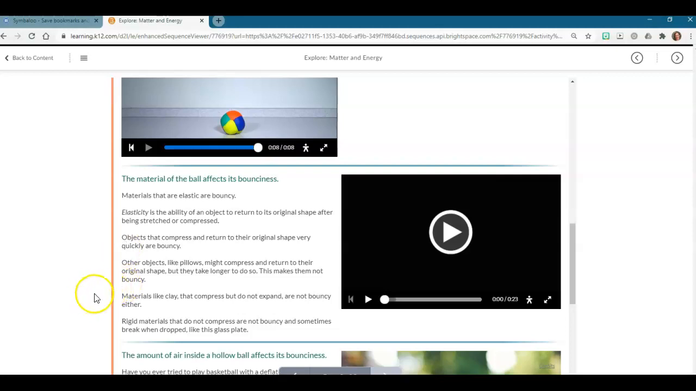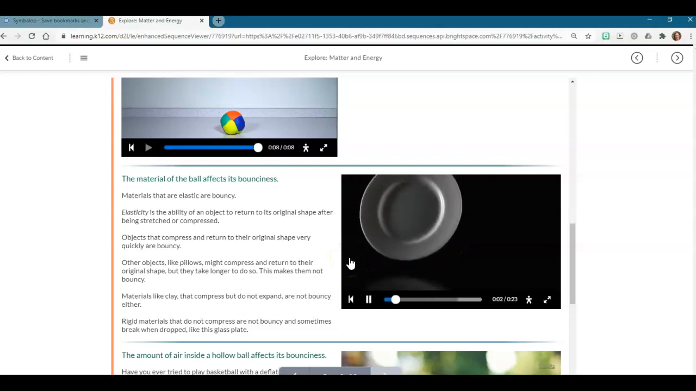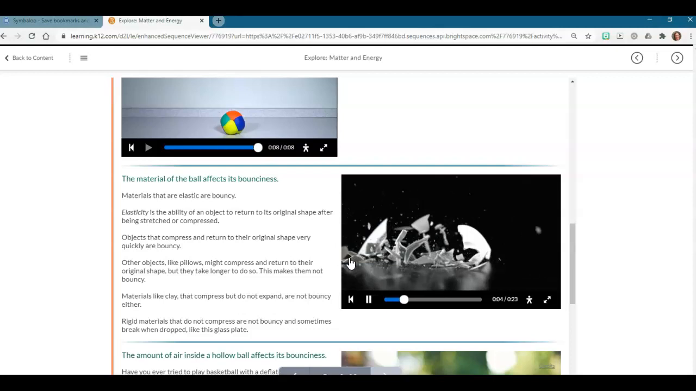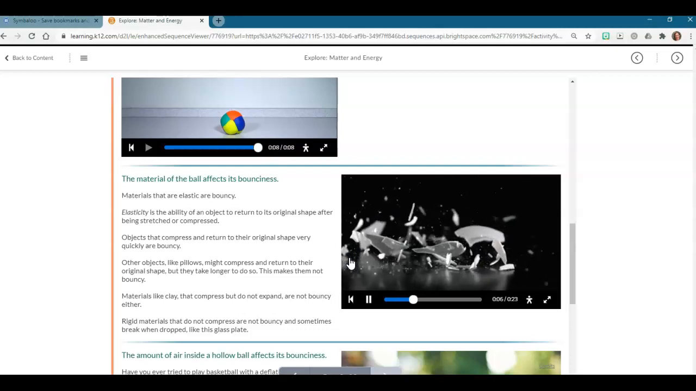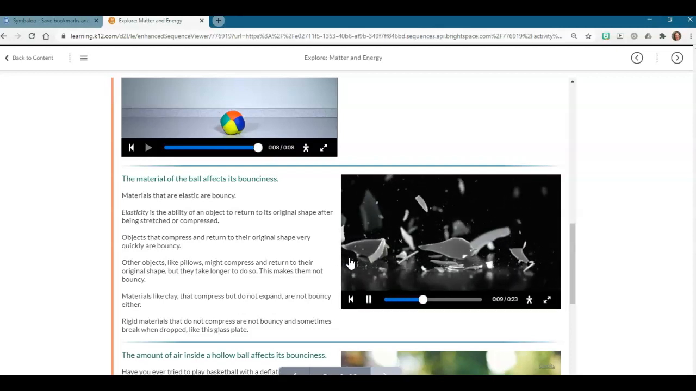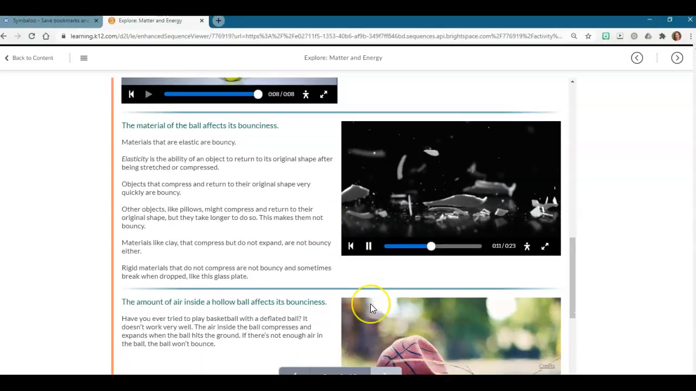Other objects, like pillows, might compress and return to their shape, but they take longer to do so. So that makes them not bouncy. And materials like clay that compress but do not expand are not bouncy either. Rigid materials that do not compress are not bouncy and sometimes break when dropped, like this glass plate. So no compression, right? You can just see the plate shattering.